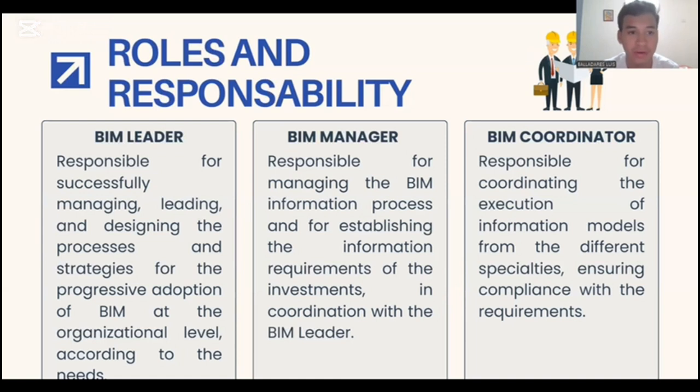I'm going to talk about the roles and the responsibilities in the BIM methodology. First, we have the BIM leader, who is responsible for successfully managing, leading, and designing the process and strategies for the progressive adoption of BIM at the organizational level according to the needs. Then we have the BIM manager, who is responsible for managing the BIM information process, and also establishes the information required of the investments in coordination with the BIM leader. Then we have the BIM coordinator, who is responsible for coordinating the execution of information models for different specialties, ensuring compliance with the requirements.